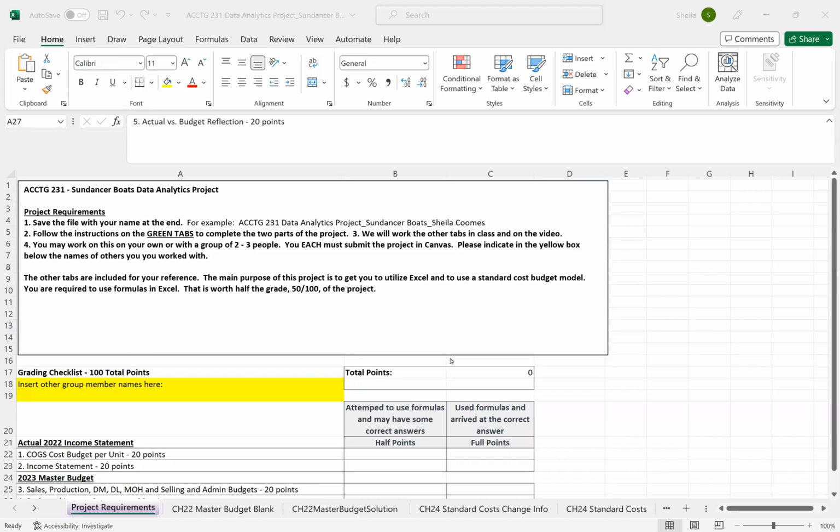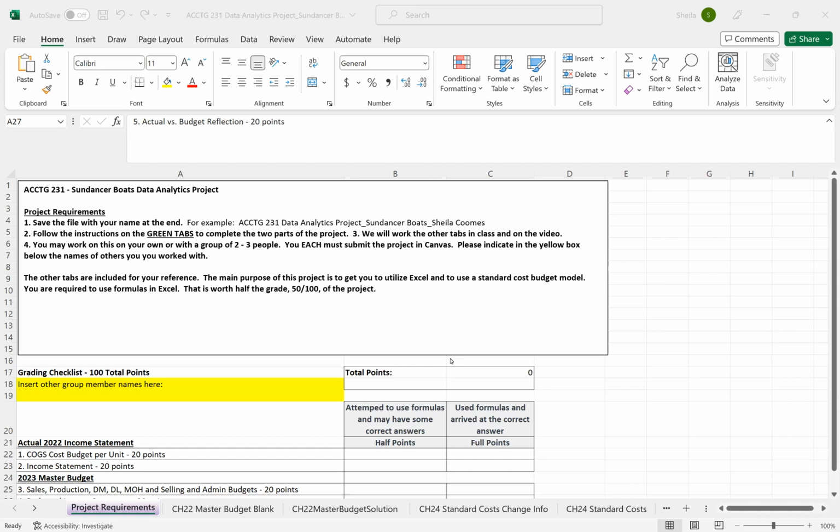So to start this project, what I want to do is first walk through with you the chapter 22 and 24 information that we're going to be covering from the text. So chapter 22 is all about master budgets and chapter 24 is all about standard costs. And we're going to see throughout this project how these kind of tie together.